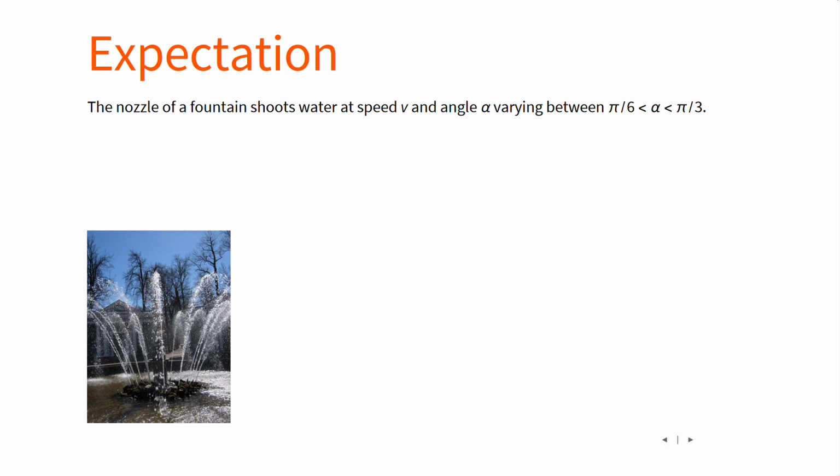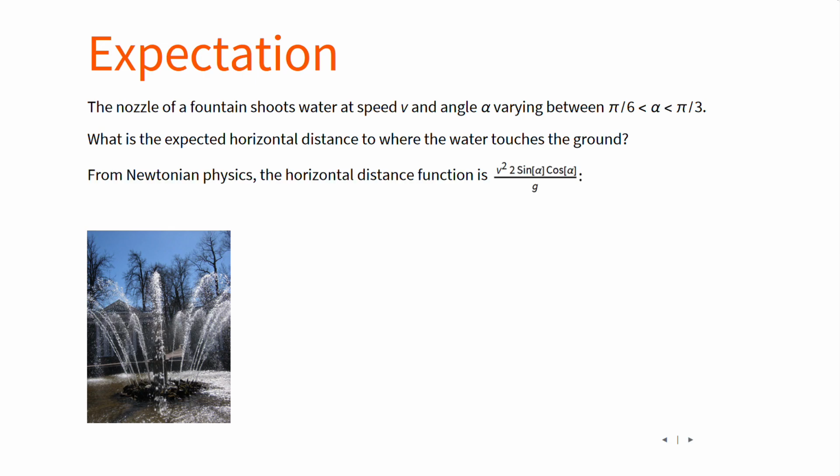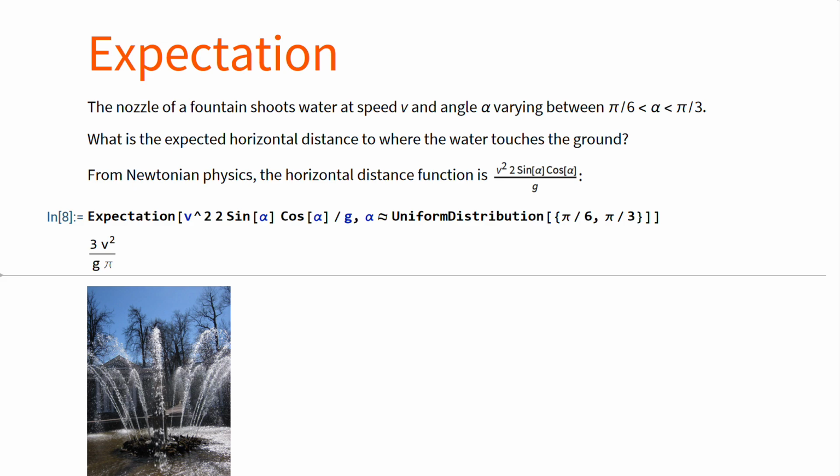Still dealing with an angle, this time let's calculate the angle of a water fountain between 1/6 and 1/3 of π. What's the expected distance traveled from the nozzle to the ground? From Newtonian physics, you can use that formula to get the answer. Just get the expectation of the speed v squared times 2 sin of the angle times the cos of the angle divided by the gravitational pull, and you get this formula.